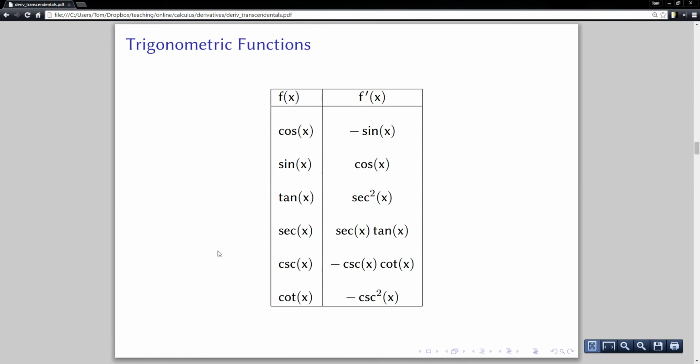Also, you can see that the derivative of any of the co-functions, right? Cosine, cosecant, and cotangent, they all have the minus sign attached to them there. Okay? So those are the derivatives of the trigonometric functions.